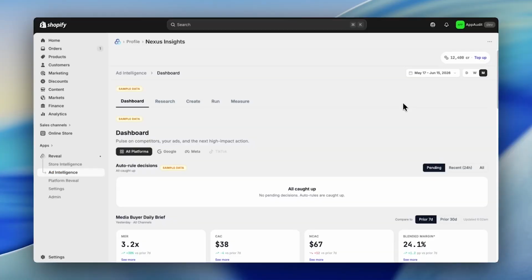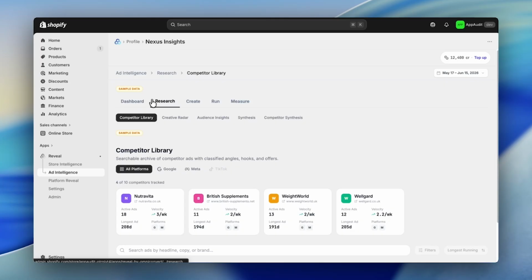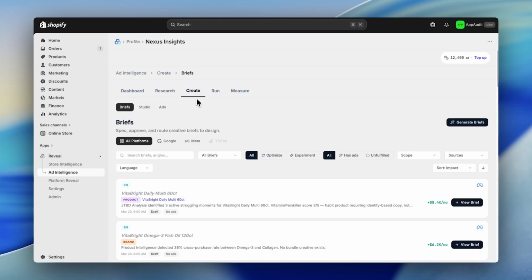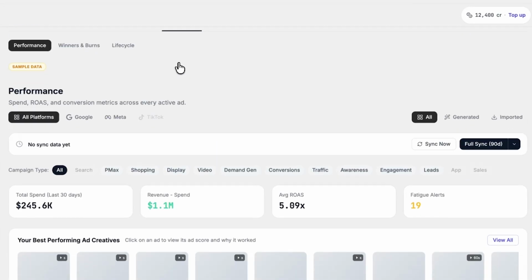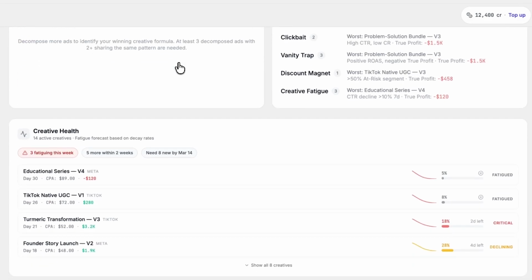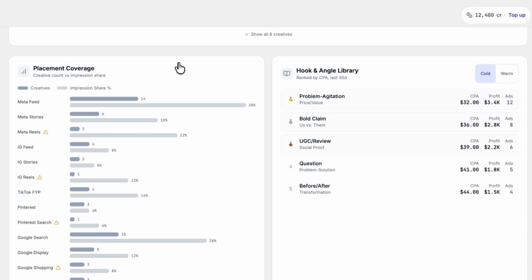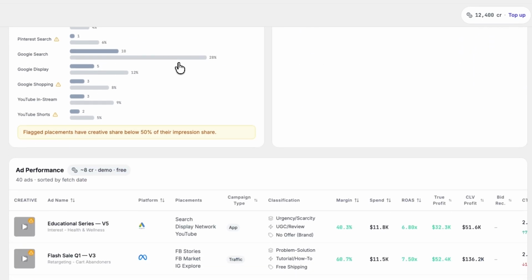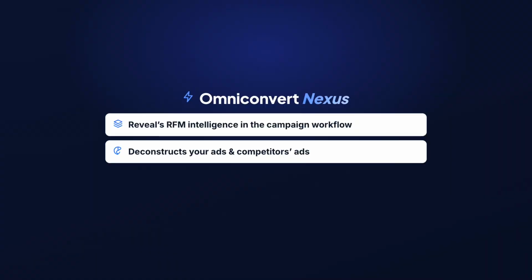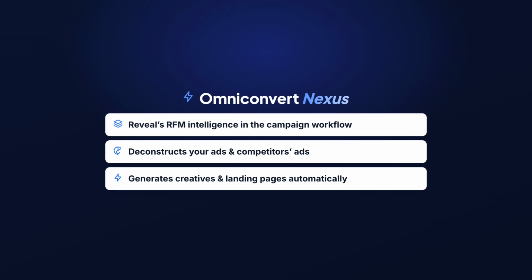OmniConvert Nexus was engineered specifically to eliminate this manual labor. Nexus integrates OmniConvert Reveal's RFM intelligence layer directly into the campaign management workflow. Moreover, it's deciphering which ads are the most impactful, deconstructing your ads and your competitors' ads to understand which messages should be used and what creative should be generated. And guess what? It generates the creatives and the landing pages automatically.